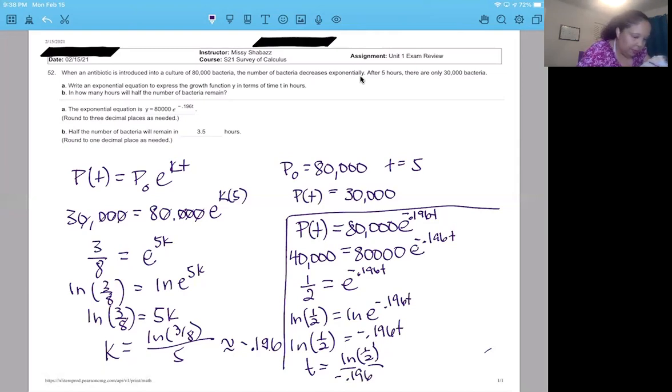Okay, so here we go. We have the natural log of 1/2 divided by negative 0.196, which gives me a 3.536, round to 1 decimal place, and that's going to give me 3.5. All right, so 3.5 hours.